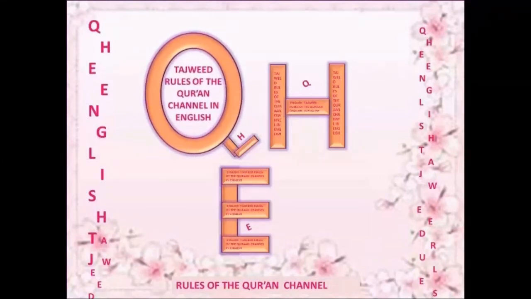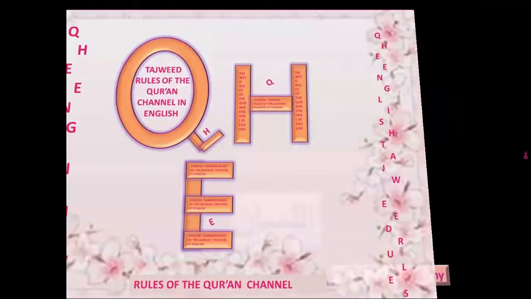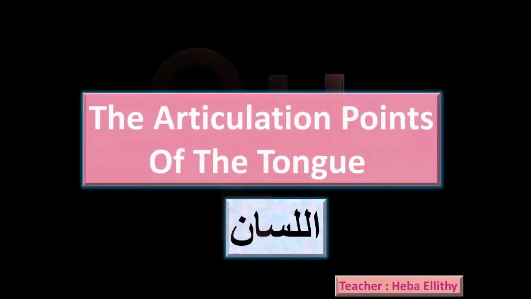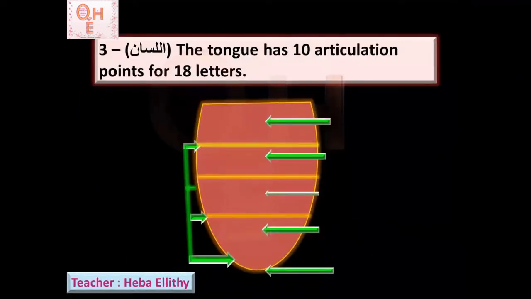We are still under the chapter of the articulation points of the Arabic letters, makharij al-huruf al-Arabiyya, and we said the articulation point of the tongue, al-lessan. We are in the tongue right now. We said we have 5 major articulation points: first, al-jawf, the empty space in the mouth and the throat. Second, al-halq, the throat. And third, al-lessan, the tongue. And we are in the tongue right now.